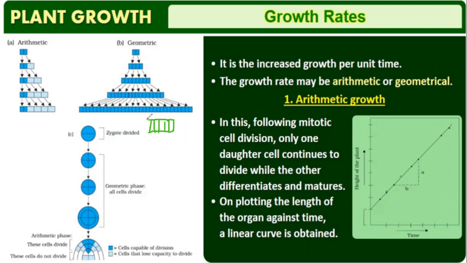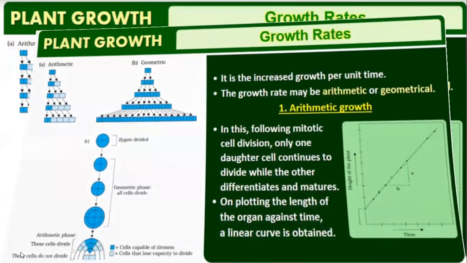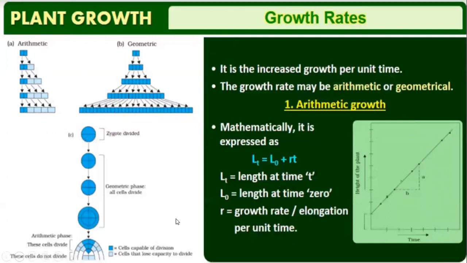And in each cell, if two daughter cells are formed, those two daughter cells will undergo successive mitotic divisions. Whereas in the arithmetic growth rate, only one mitotic division occurs, and after that only one daughter cell will continue to grow for the rest of its life. Okay, so we'll be discussing the geometric growth curve next.